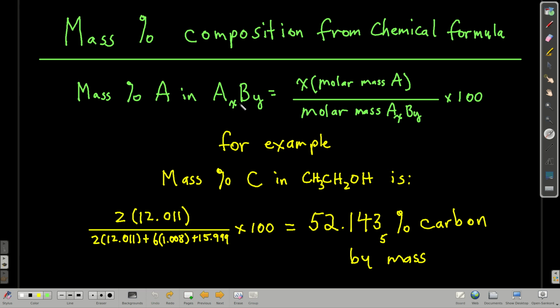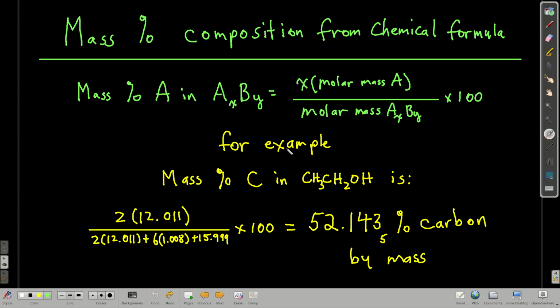times 100. So for example, let's say we have a generic molecular compound, A sub X, B sub Y. Remember the A and the B stand for the symbols of the elements, and the sub X and sub Y stands for how many of each there are in that compound. So if we wanted to find the mass percent of A in this compound, we just take the subscript X times the molar mass of A divided by the molar mass of the whole compound times 100.